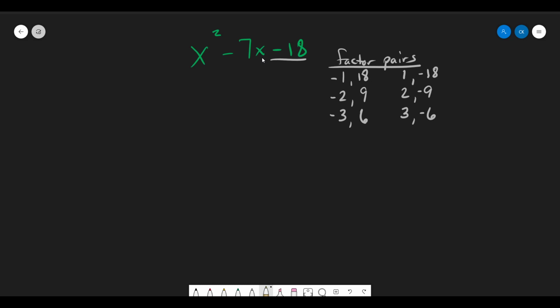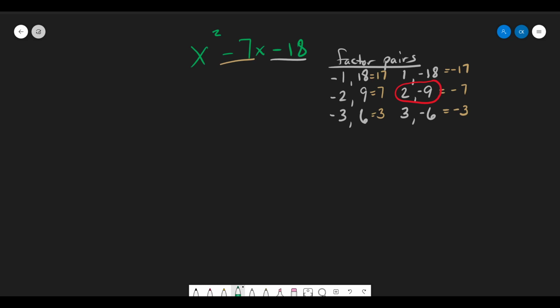So now I have to go and say, okay, which ones will add up to be -7? -1 plus 18, that's 17. 1 plus -18, that's -17. -2 plus 9 is 7. 2 plus -9 is -7. -3 plus 6, that's going to give me 3. And 3 plus -6, that's a -3. So obviously, which one will add up to be -7? That's going to be this pair right here. That's the only pair that adds up to be -7.